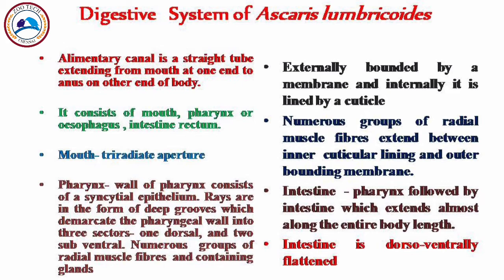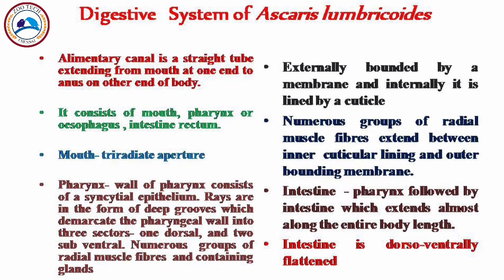Today we're going to deal with a topic on the digestive system of Ascaris lumbricoides. The alimentary canal is a straight tube extending from the mouth at one end to the anus at the other end of the body. It consists of the mouth, pharynx or esophagus forming the foregut, the intestine or midgut, and the rectum or hindgut.